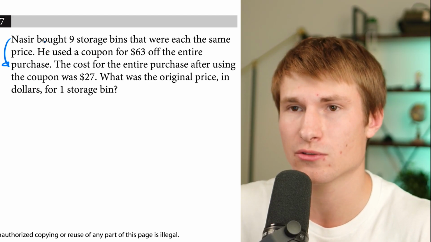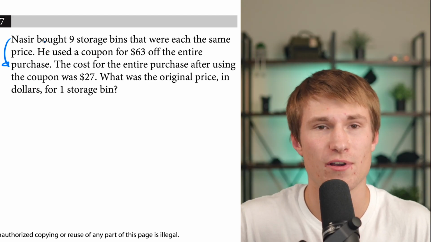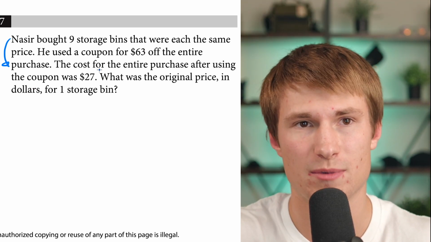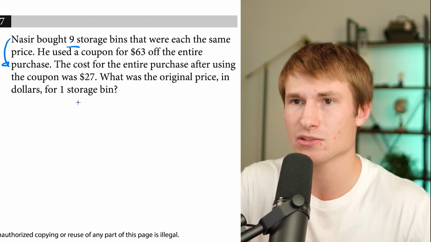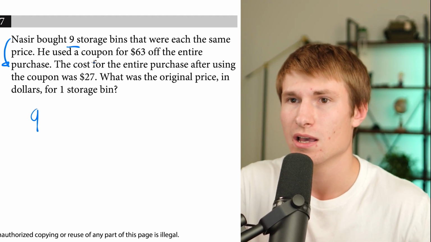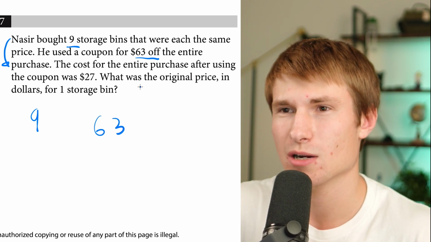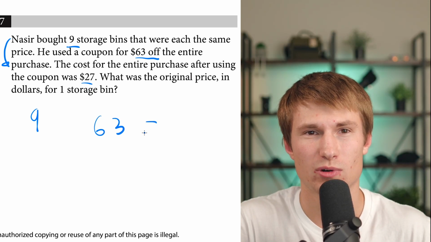So what I'm going to do is, as I read through it, I'm going to start writing down coefficients and variables so that I can kind of get my equation on my initial read through, hopefully, which should save me time. So let's go ahead and read through. Let's hear about 9 storage bins that were each the same price. He used a coupon for $63 off the entire purchase. The cost for the entire purchase after using the coupon was $27.